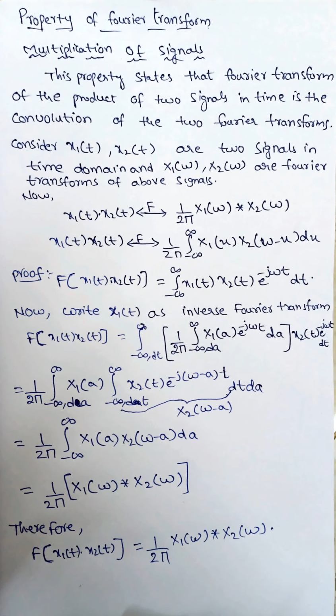The underlined part can be written as capital X2 of omega minus a from the definition of Fourier transform. That implies 1 by 2 pi into integral minus infinity to infinity X1 of a into X2 of omega minus a into da. This can be written as 1 by 2 pi into convolution of capital X1 of omega and capital X2 of omega. Therefore, the Fourier transform of x1 of t into x2 of t is 1 by 2 pi of convolution of capital X1 of omega and capital X2 of omega.